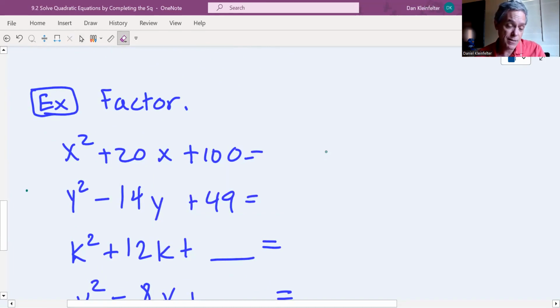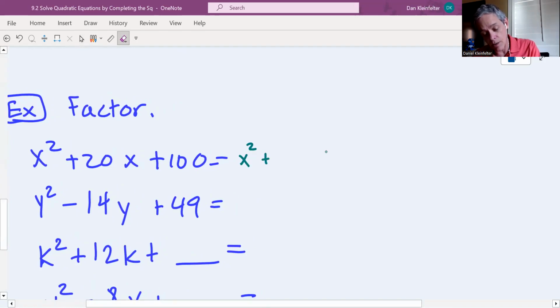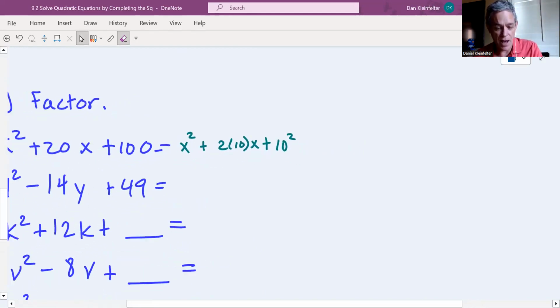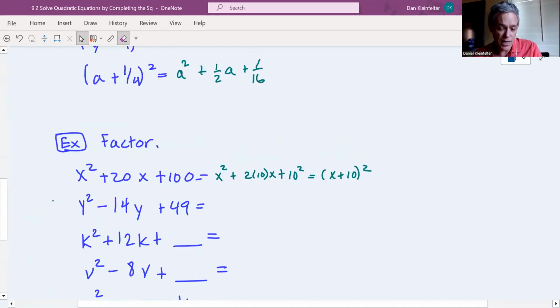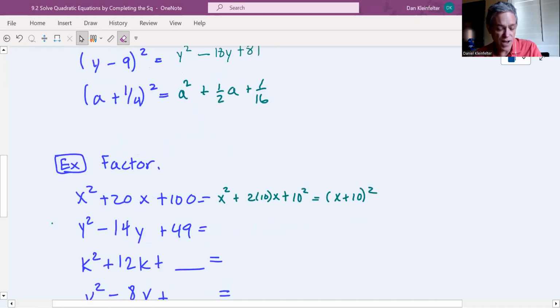We can recognize this as a perfect square because we've got x squared in the front, which is a square. 100 is a perfect square. And 20 is 2 times 10, right? So I'm kind of looking at it like this. This is x squared plus 2 times 10 times x plus 10 squared. I just rewrote it that way to make the pattern real obvious. So now this will factor as x plus 10 squared. All we're doing here is basically the reverse of those three examples at the top of the screen. Instead of multiplying, we're factoring.